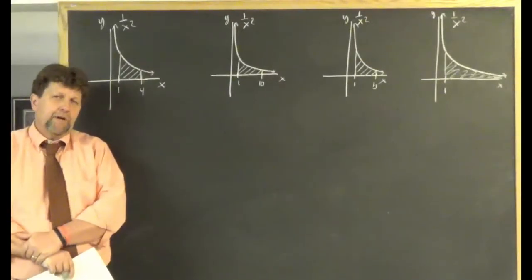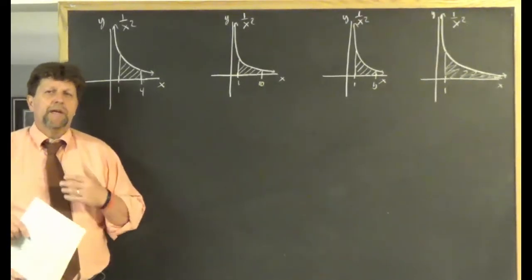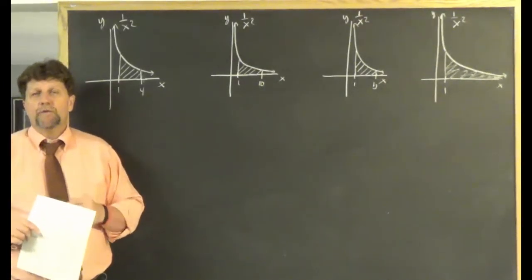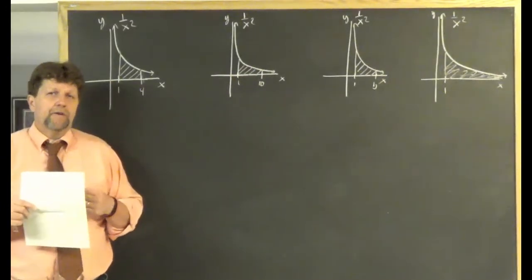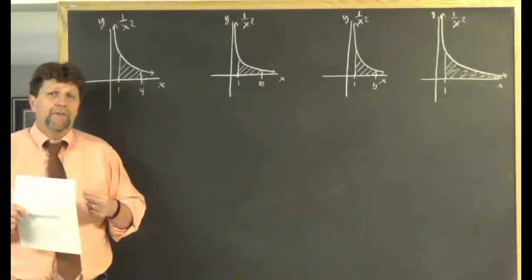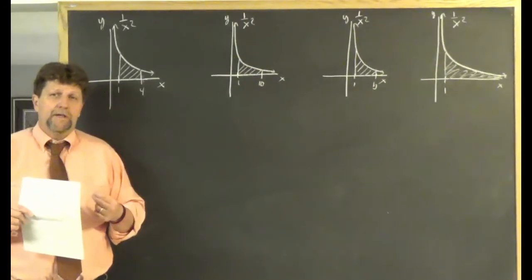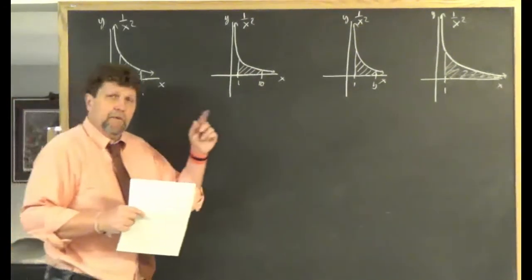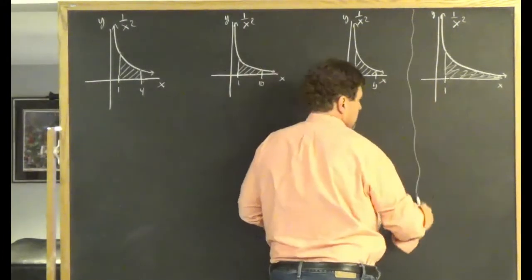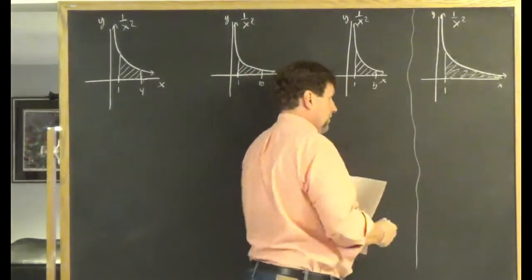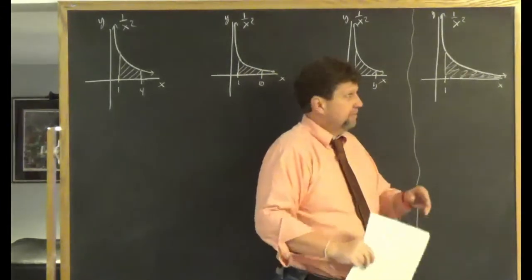All right, hey folks, where I left off on the slide, I said we were going to consider the function f of x equals 1 over x squared. And how do we analyze the improper integral from 1 to infinity, 1 over x squared dx? That improper integral matches up with a picture that looks something like this.